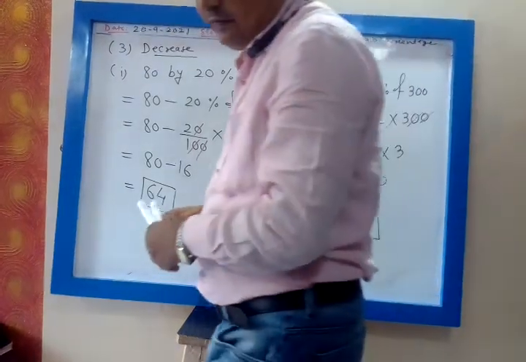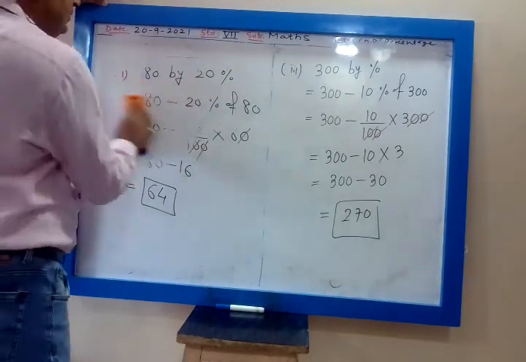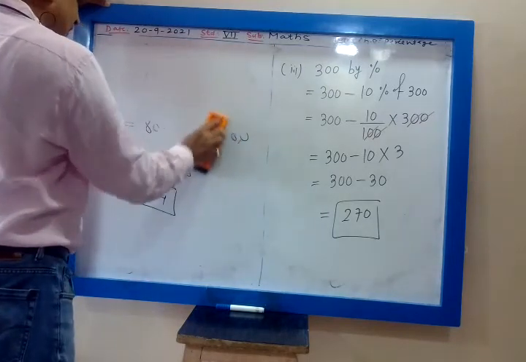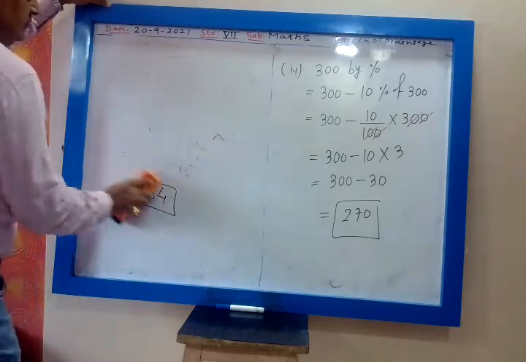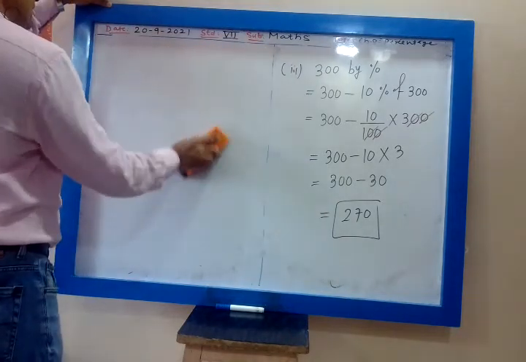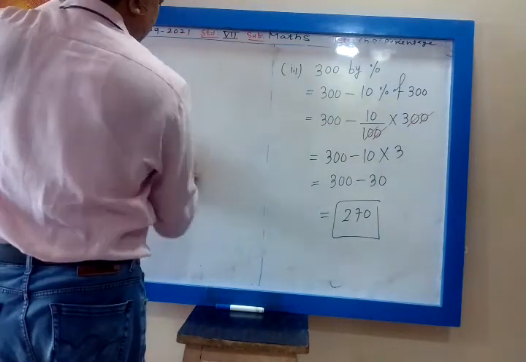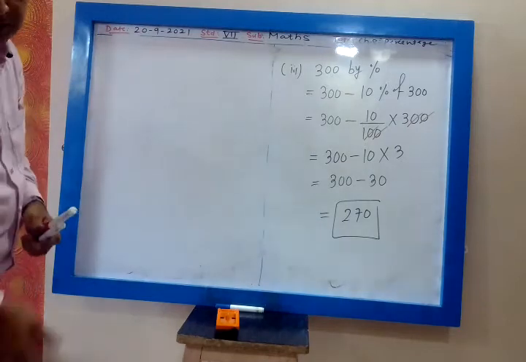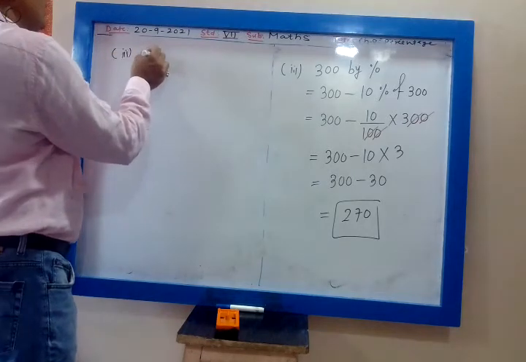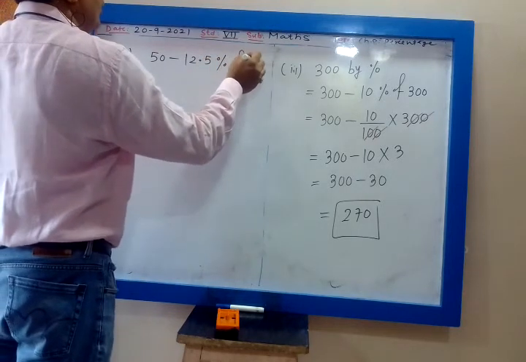Now 50 by 12.5%. Chalo, do it. Decrease 50 by 12.5% and tell me the answer. So third one, that will be 50 minus 12.5% of 50.